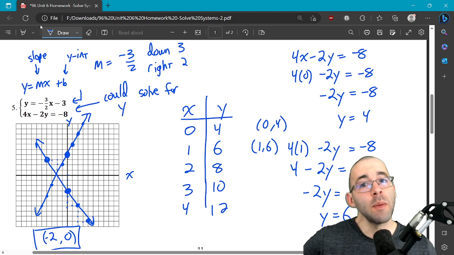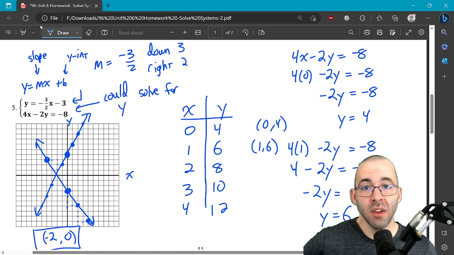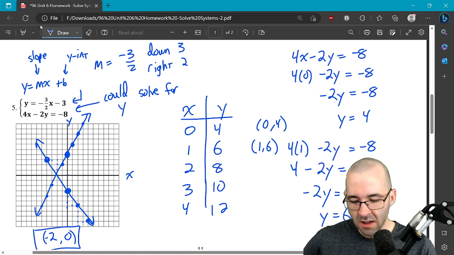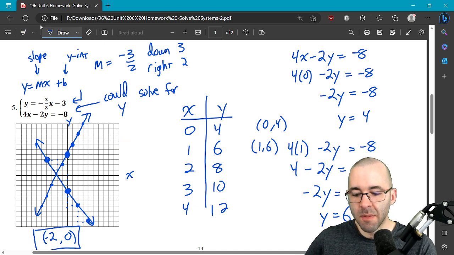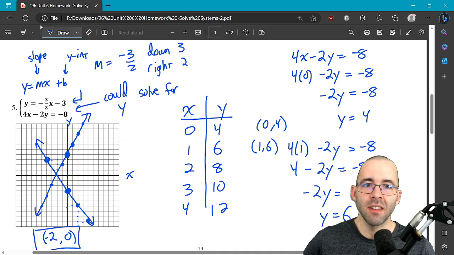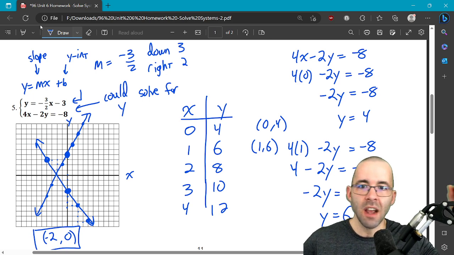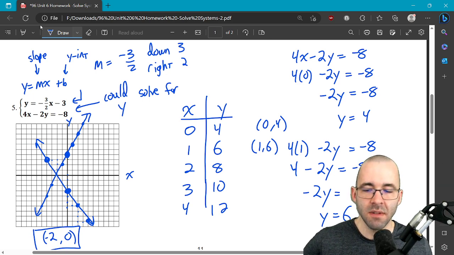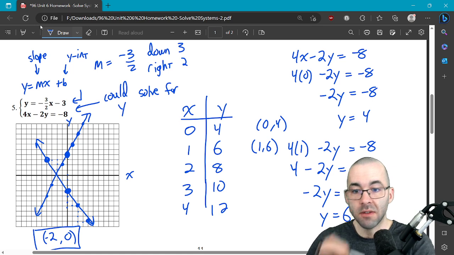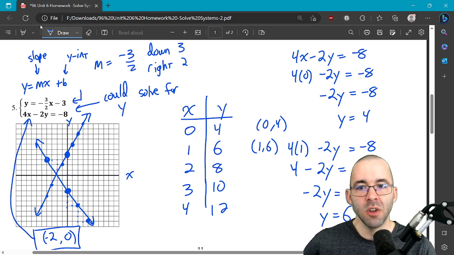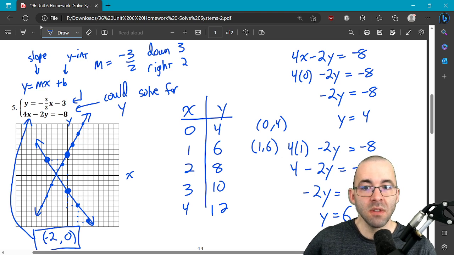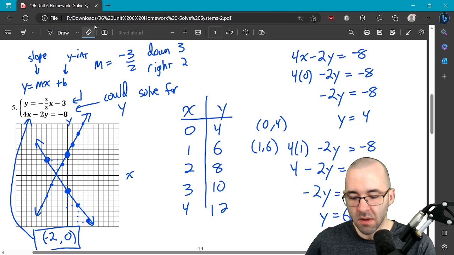You could also use the elimination method or the substitution method to do those. We used a graphical method to solve this, but those other methods are analytical methods, just with equations and algebra, but no graphs. You should get the same answer. Furthermore, if we plug in negative 2 and 0 into both of these equations, it should make both of them true.